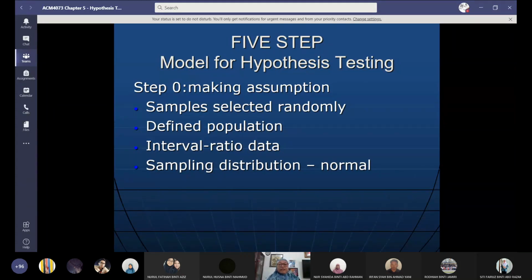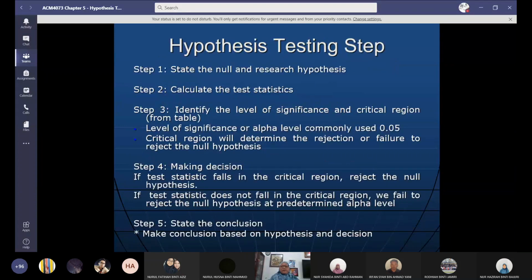Not male and female. Male and female is nominal. Education, that is ordinal. Education, certificate, degree, master, that is ordinal. So what type of data do we need for hypothesis? Only accept interval and ratio data. Sampling distribution should be normal. How do you check if it is normal or not? We look at the probability.